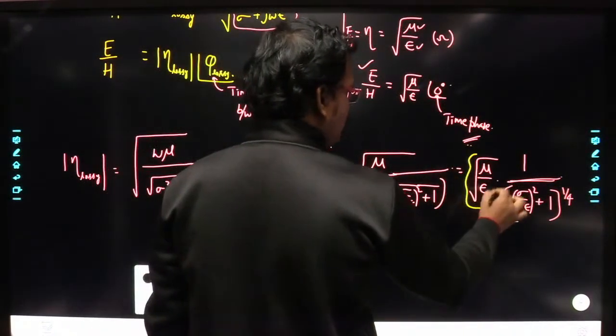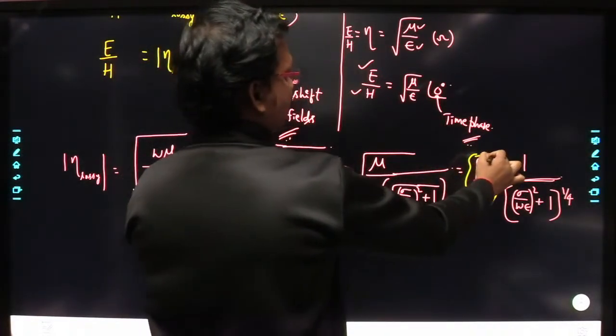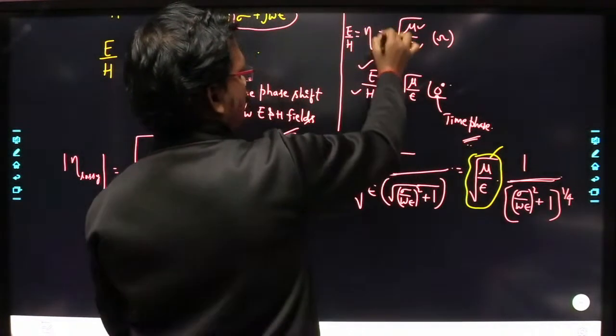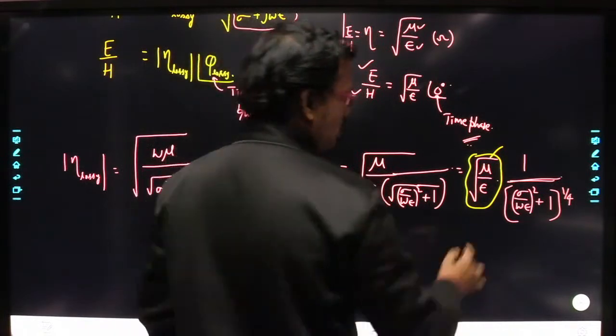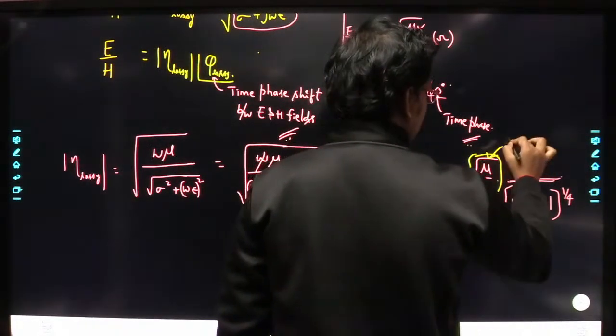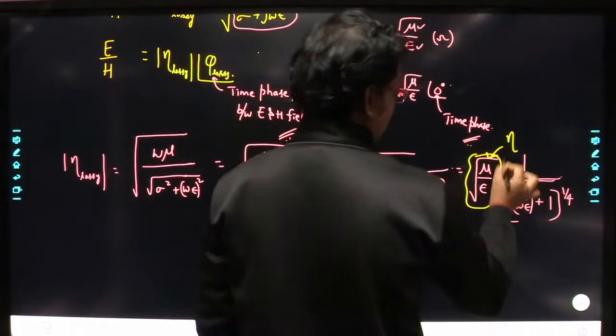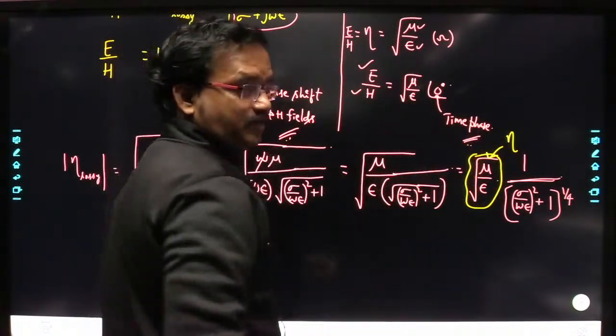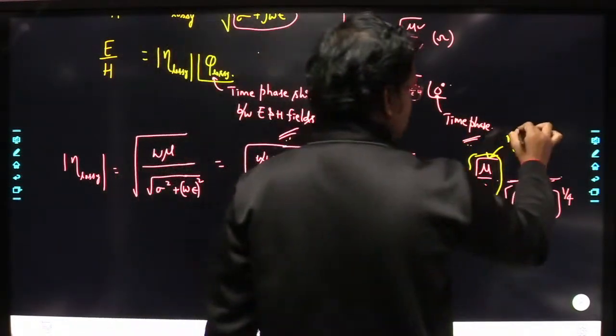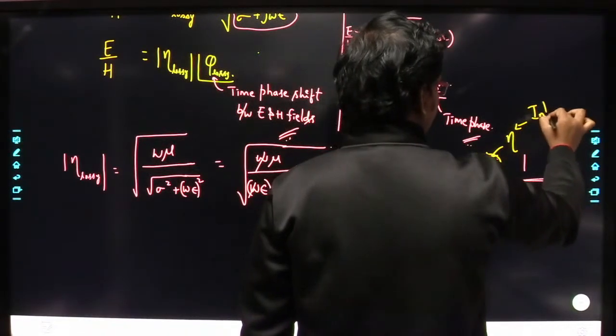And what is this square root of mu by epsilon? It represents the intrinsic impedance of a lossless medium. Yes or no? So this is nothing but, I am simply representing it as eta. So eta is nothing but the intrinsic impedance of a lossless medium.